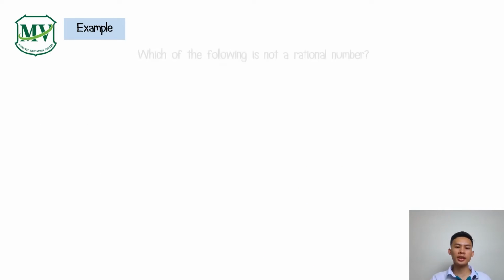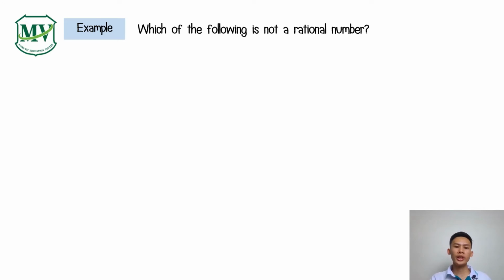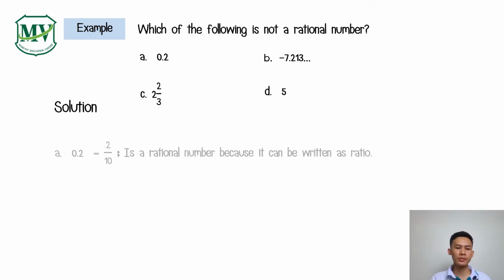Okay, so let's answer this question. Which of the following is not a rational number? Letter A, 0.2. Letter B, negative 7.213... That means it will continue infinitely. Letter C, 2 and 2 over 3. Letter D, 5. Let's see the solution.